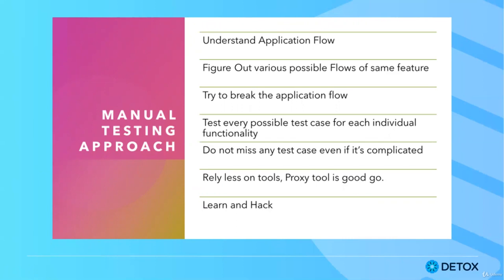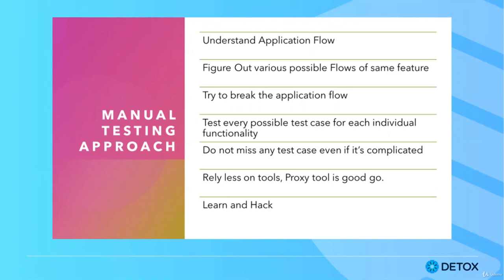So let's say the cart functionality in an e-commerce application has multiple flows. You can go to an items page and add something to cart. You can go to the items page, add something to the wish list, and then add something to cart. So same functionality but multiple flows, right? So make sure that you understand every possible flow of the application before trying to break the application flow. It's really essential to understand the actual flow.